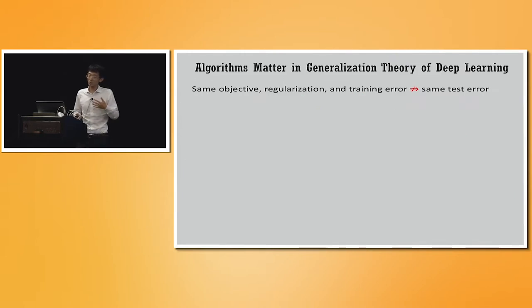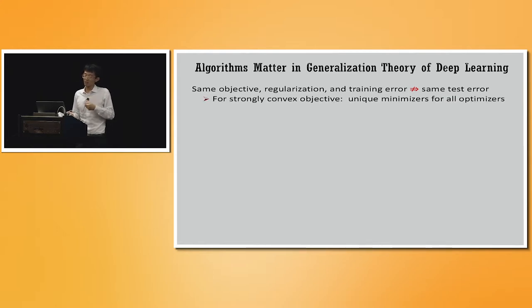So the algorithms do matter in the generalization theory of deep learning. The reason is that because of the lack of convexity, the same objective, the same regularization, and even the same training error doesn't really imply you have the same test error. This is a little bit different from the convex case. If you have a strongly convex objective, then there is always a unique minimizer. So all optimizers, if they converge, will converge to the same minimizer. But this is not true for a non-convex objective. With the same objective and regularization, you can still converge to different local minima, which generalize differently.